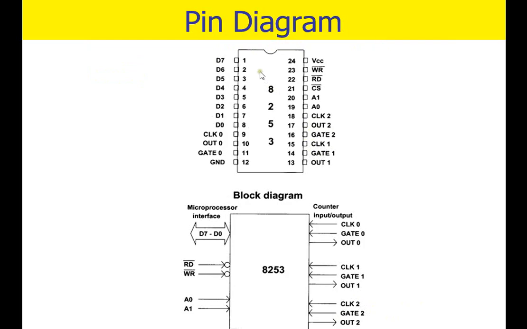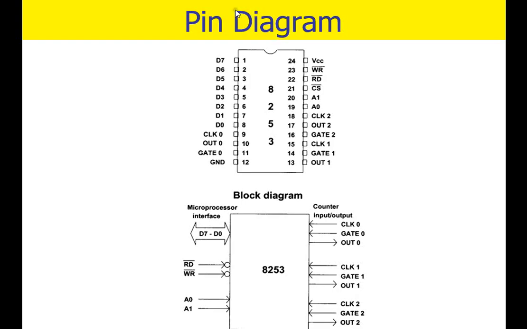Pin diagram. Here from pin number 1 to pin 8 we have data D0 to D7. There are 8 data ports from 1 to 8. Then in pins 9, 10 and 11 we have counter 0, which has clock 0, out 0 and gate 0. In pin 12 we have the ground, and in pin 24 we have the VCC, which is the voltage supply.